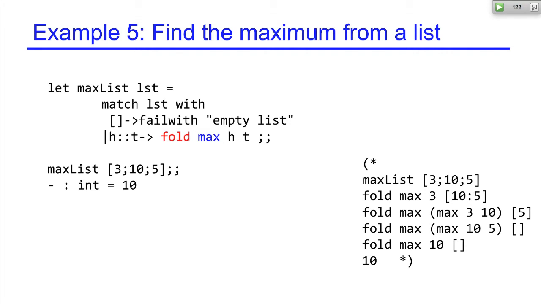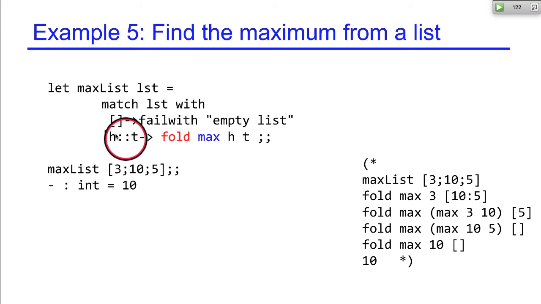I'll give you a list. Find the maximum item from the list. If you give me a list, I give you the maximum item. If the list is empty, there's no maximum. I can't return an empty list. You're asking for a max. I will fail. I throw an exception. I say, hey, you gave me an empty list. You're asking for a maximum.